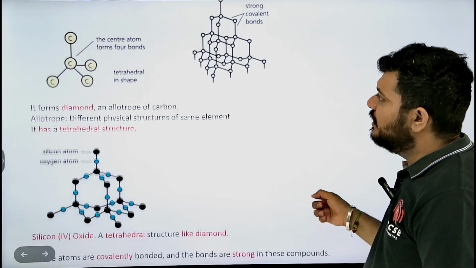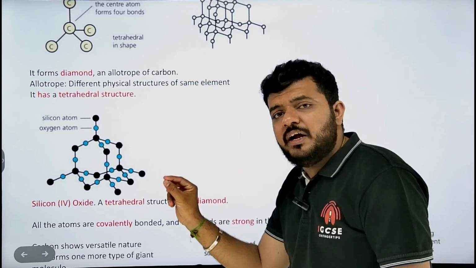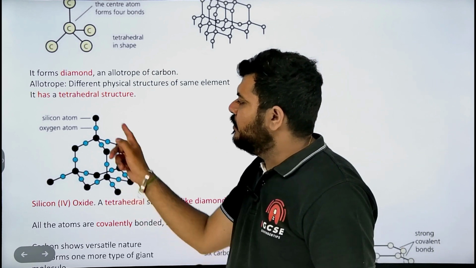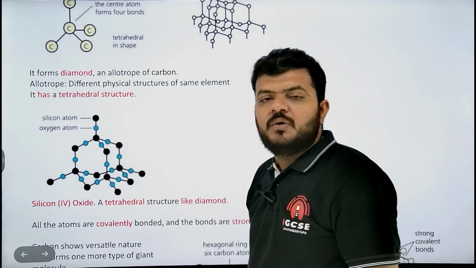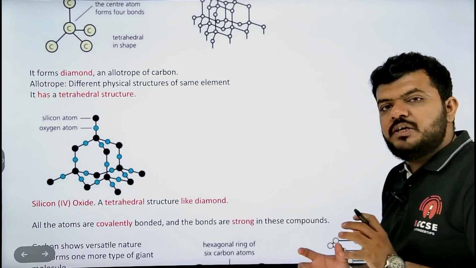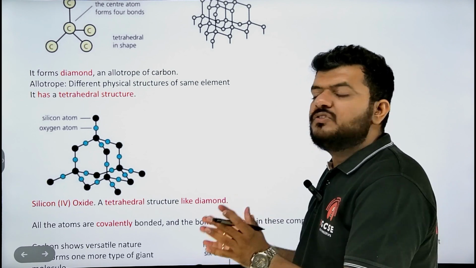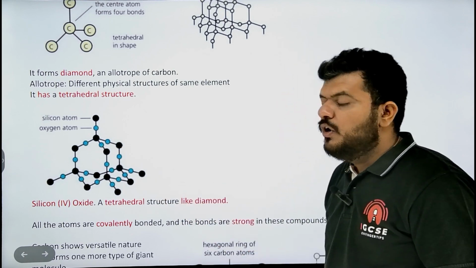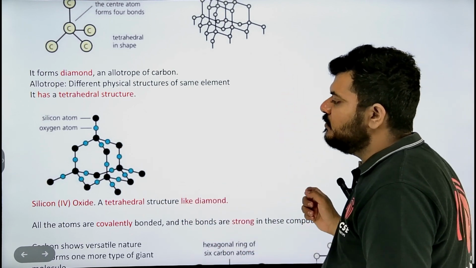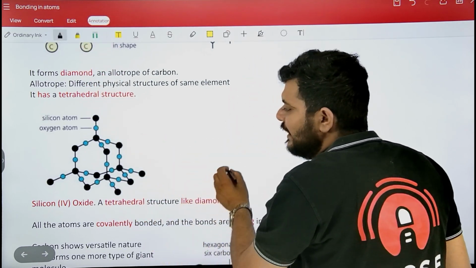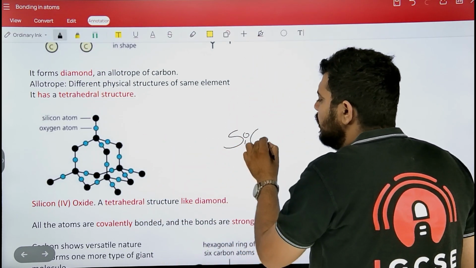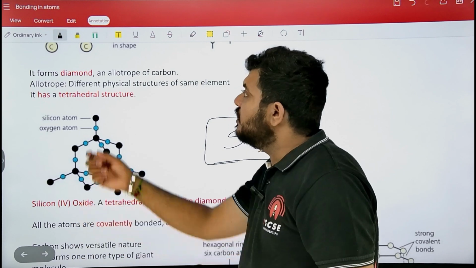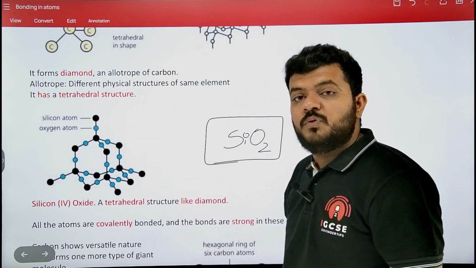Then there is a similar structure between silicon and oxygen. If you notice, this black dot is a silicon. It is surrounded by 4 oxygen, but each oxygen is surrounded by 2 silicon. So the ratio of silicon and oxygen in this compound is 1:2. For every 1 atom of silicon, there are 2 atoms of oxygen available. So the formula becomes SiO2, and we write it as silicon 4 oxide because the valency of silicon is 4 in this compound. It is forming bonds with 4 other atoms.